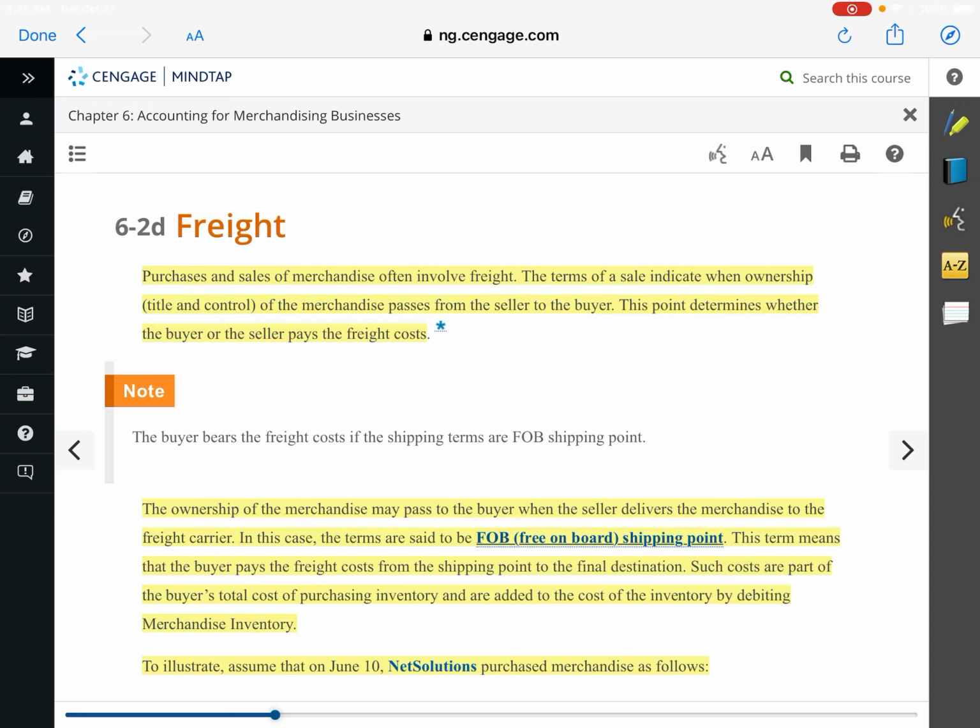So with a service business, remember we had fees earned, and then we had all of our expenses. And when we figured that out, we got to operating income. In a merchandising business, we have an extra step.